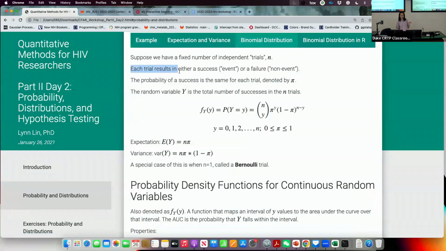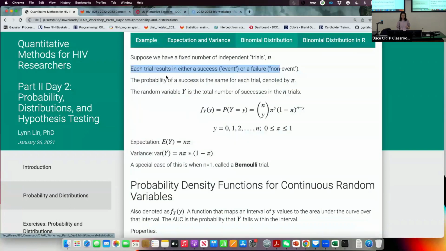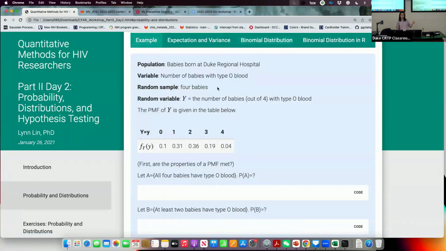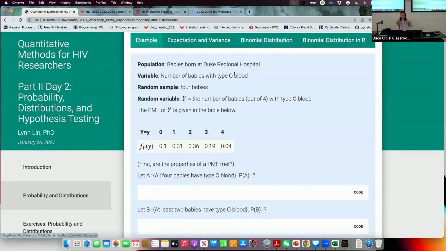So now let's go back. Each trial results in either a yes or no. Also true. Yes will be type O blood, and no will be not. Then the probability of success, in our case the probability of that particular type O blood, is the same for each trial. Yes. And are they independent? Yes, because the babies are assumed to be independent.